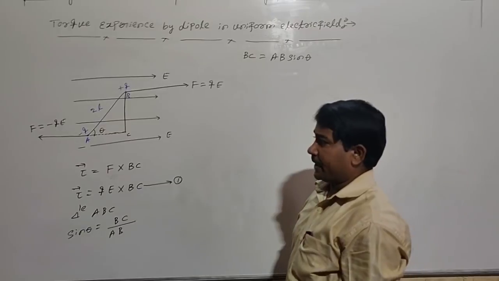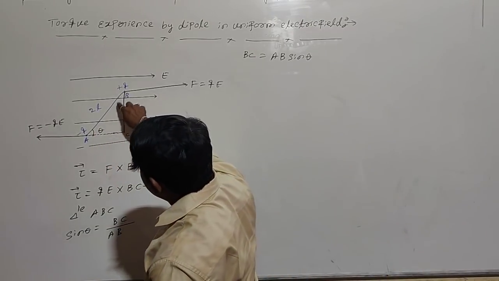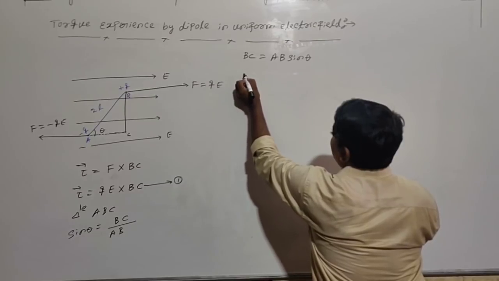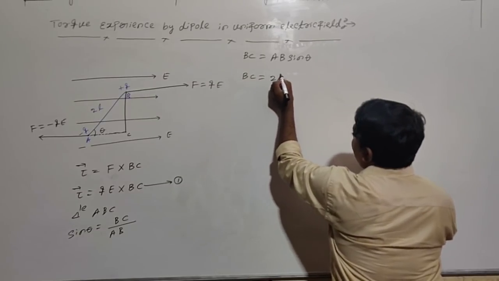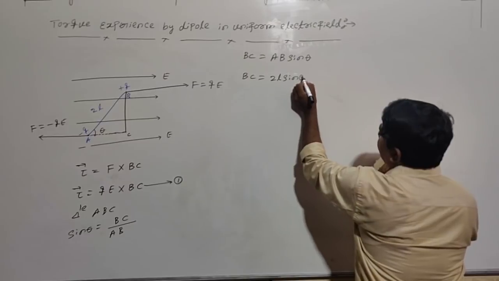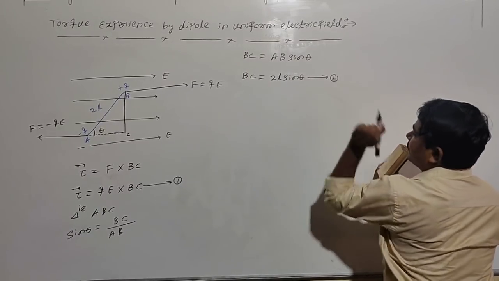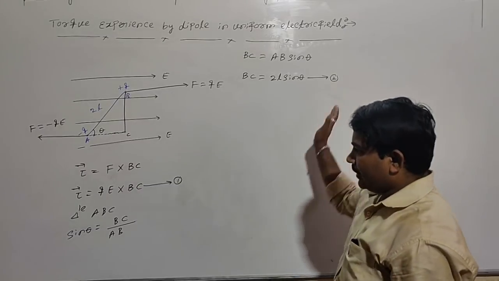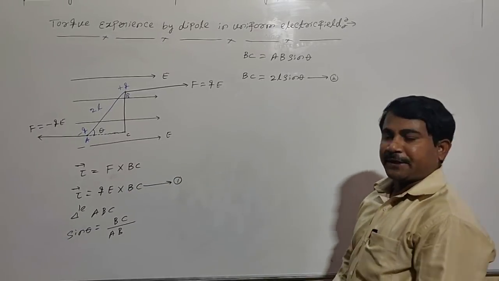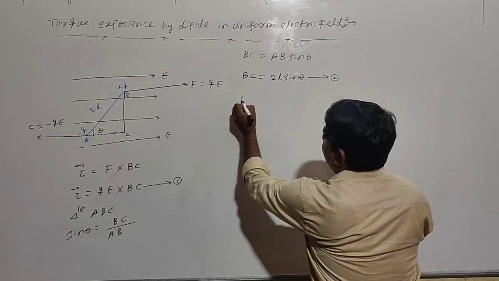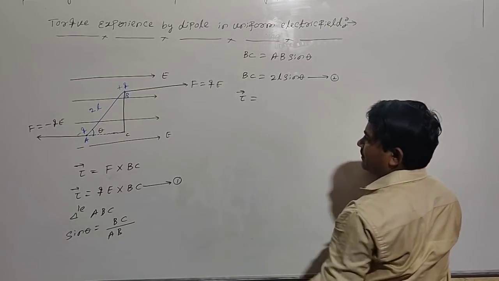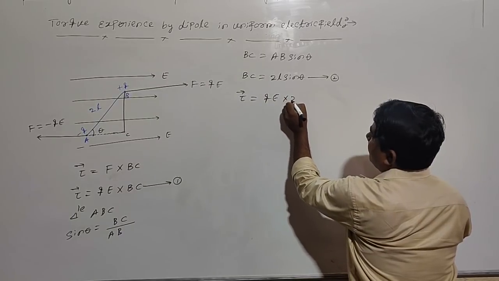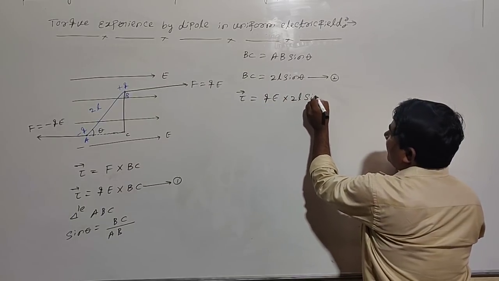But AB, the distance between the two charges, is represented by 2L. Then the perpendicular distance BC is 2L sin theta. I will take this as equation number 2. Very simple. Put equation 2 in equation 1. What will we get? The torque tau is equal to qE into BC, and BC is 2L sin theta.